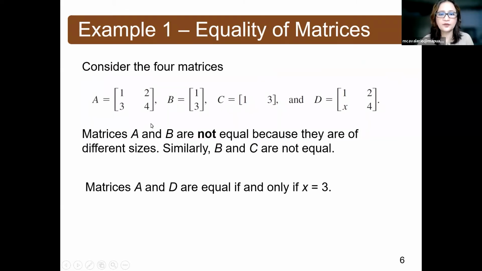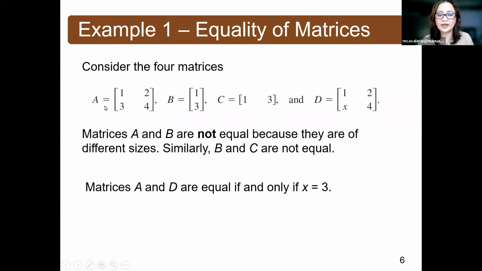Let us consider the four matrices given. We have A, which is a 2 by 2 matrix, B, which is a 2 by 1 matrix, or we refer to this one as a column matrix, and C, which is a 1 by 2 matrix, also called a row matrix, and D, which is also a 2 by 2 matrix. Matrices A and B are not equal since they are not of the same size, also with B and C, which are also not equal.